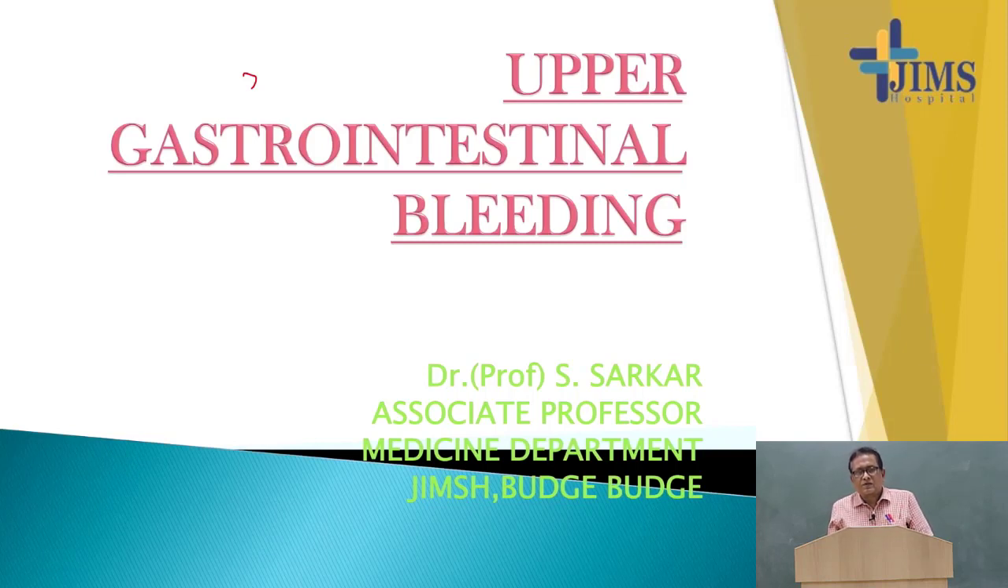Last day we discussed peptic ulcer disease, and during the discussion we mentioned the complications of peptic ulcer. There are three complications, as you know. One is GI bleeding, upper GI bleeding. Number two, peptic perforation. Number three, gastric outlet obstruction. Today, I will take up upper gastrointestinal bleeding.